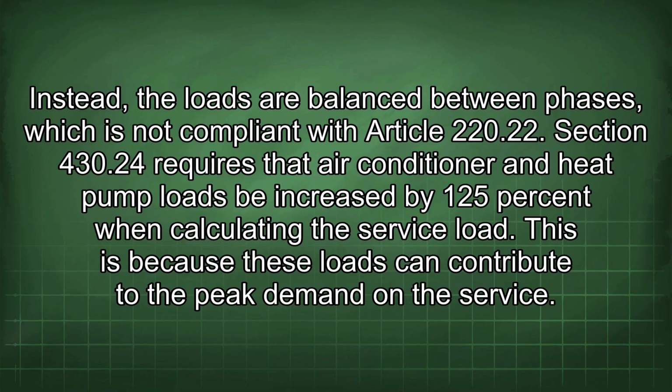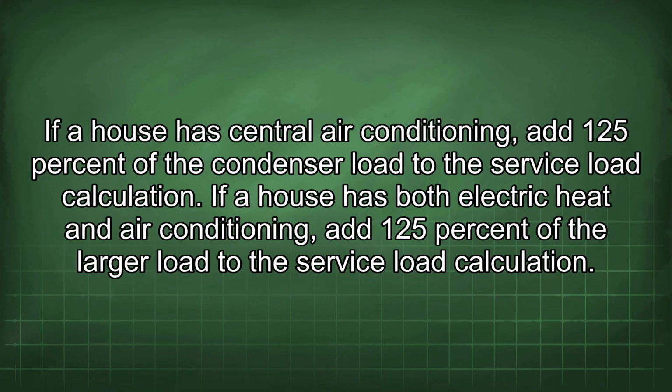Section 430.24 requires that air conditioner and heat pump loads be increased by 125% when calculating the service load. This is because these loads can contribute to the peak demand on the service. If a house has central air conditioning, add 125% of the condenser load to the service load calculation. If a house has both electric heat and air conditioning, add 125% of the larger load to the service load calculation.